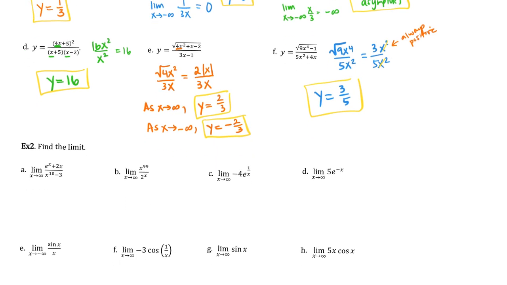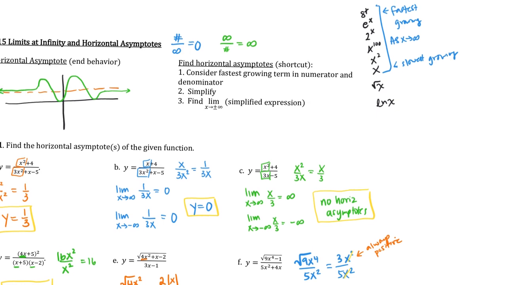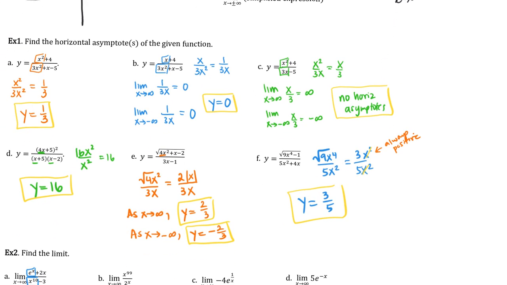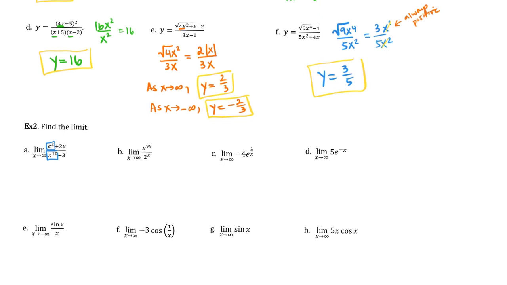Okay, so if I only look at the fastest growing on the top and the bottom, I am looking at the e to the x and the x to the 10th. Now if I plug in infinity, I'm going to get infinity over infinity. The question is, which infinity grows faster, the top or the bottom? The top grows faster because on this list, e to the x is very fast growing. So if I have a really big infinity divided by a smaller infinity, my answer is going to end up being infinity because the infinity on the top is going to grow at a much faster rate.